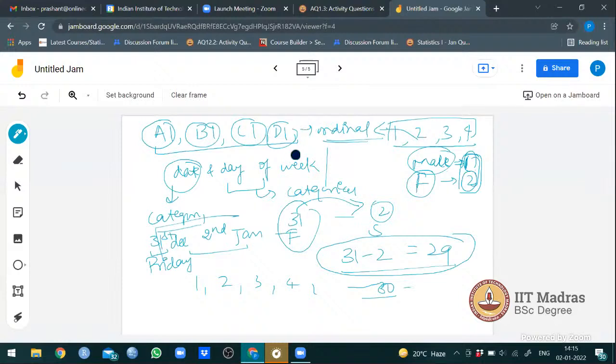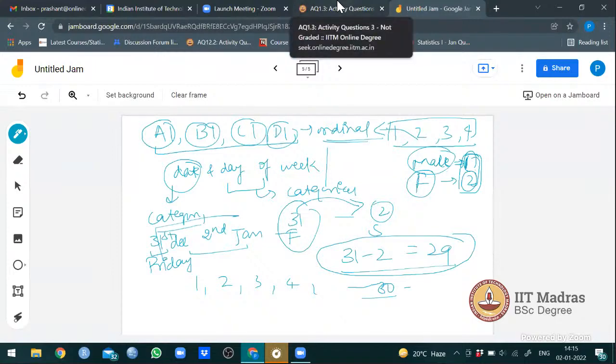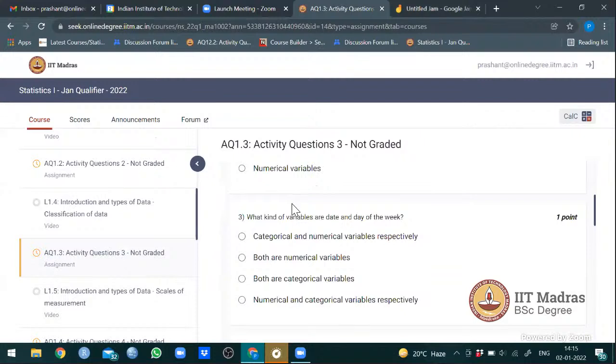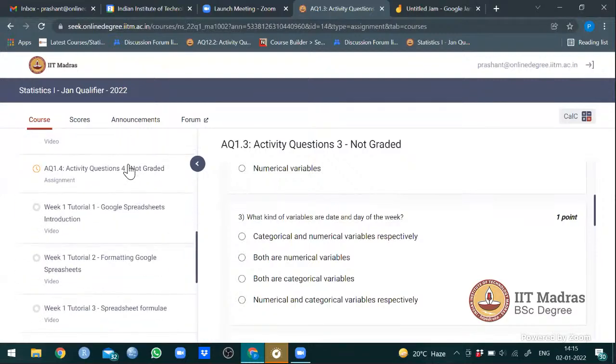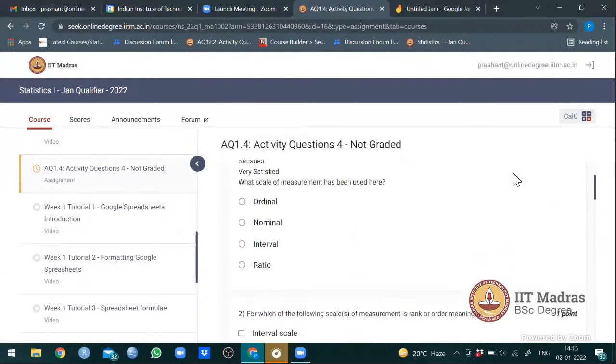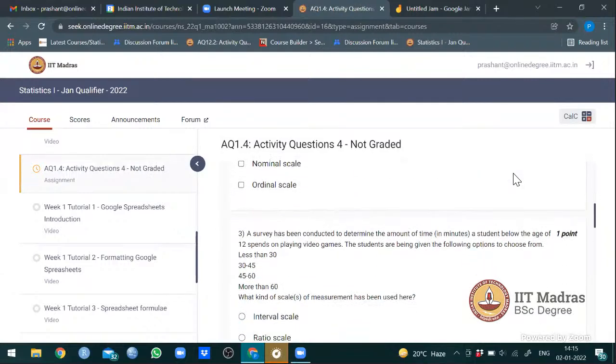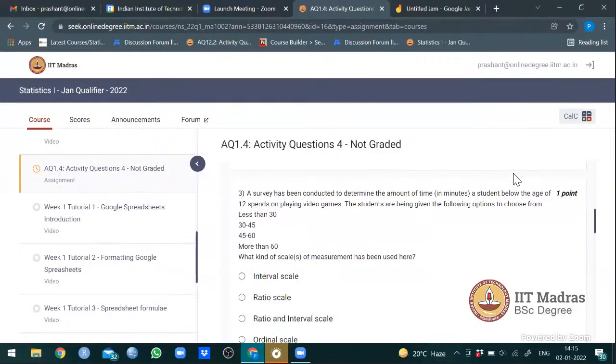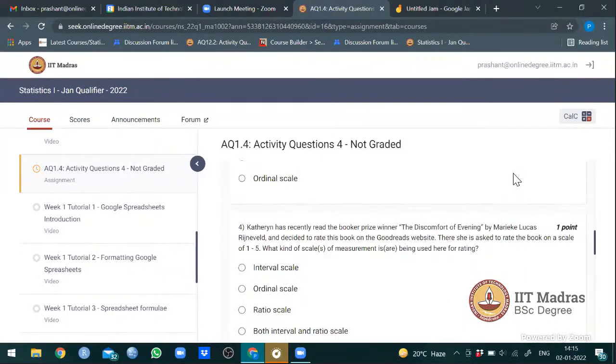Yeah, next one. My question is on activity 1.4, question number 3 and 4. My question is also question 3 from activity 1.4. Why is it ordinal and not interval? I'm quite confused about questions 3 and 4.